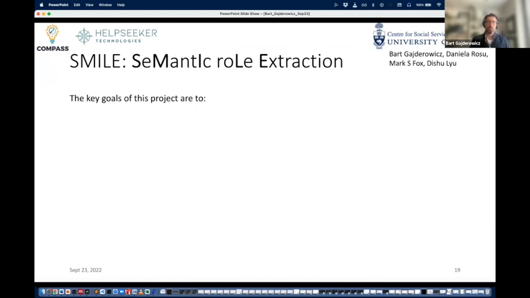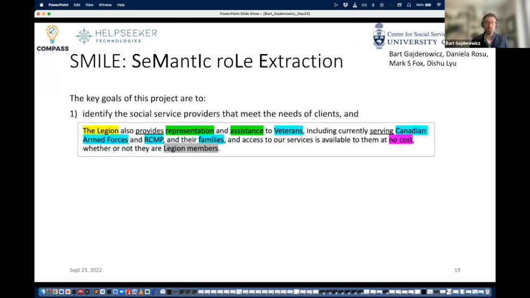The model that we're creating is SMILE, semantic role extraction. The key goals of this project are to take text like this you see here. It's a description of a social service that describes what they do and who they do it for, and to be able to identify different parts of this text. To understand what the services are, what kind of resources they use, and who the clients of that service are. So we want to understand who the service is, what they're doing, and who they're helping.